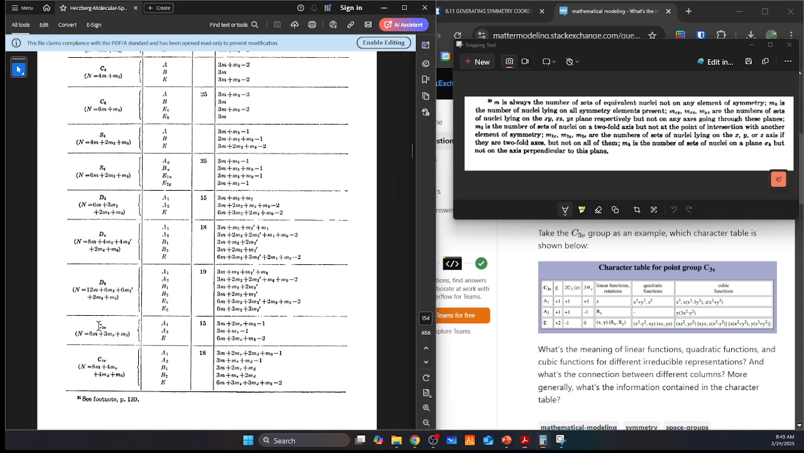Right here is, for example, the first table for the NH3. If you were to go ahead and do the point group for that, it's trigonal planar, not trigonal planar, excuse me, trigonal pyramidal. And what you would see is that you'd end up with C3v. And so these right here are some fairly simple calculations.